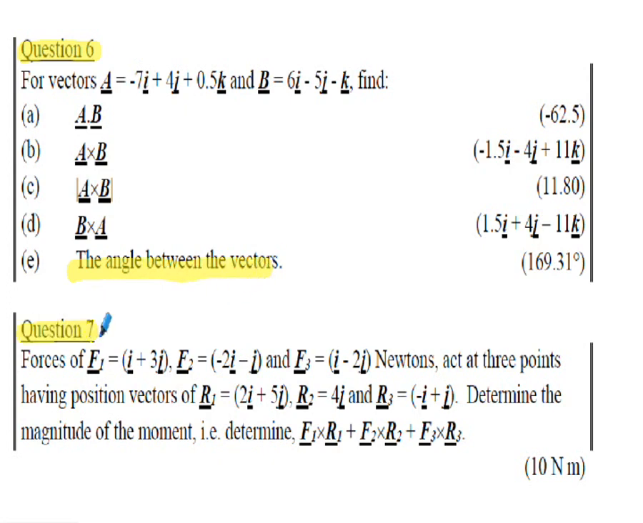Question 7 is a descriptive question relating to forces applied some distance away from a point. We've got to calculate the total moment generated by the three forces and the distances. So you're given force 1 and distance 1, force 2, distance 2, force 3, distance 3. Essentially it wants you to work out three vector products here of F1R1, add that to F2R2, add that to F3R3. You should find the magnitude of the moment. Once you find the magnitude is 10 Newton meters.